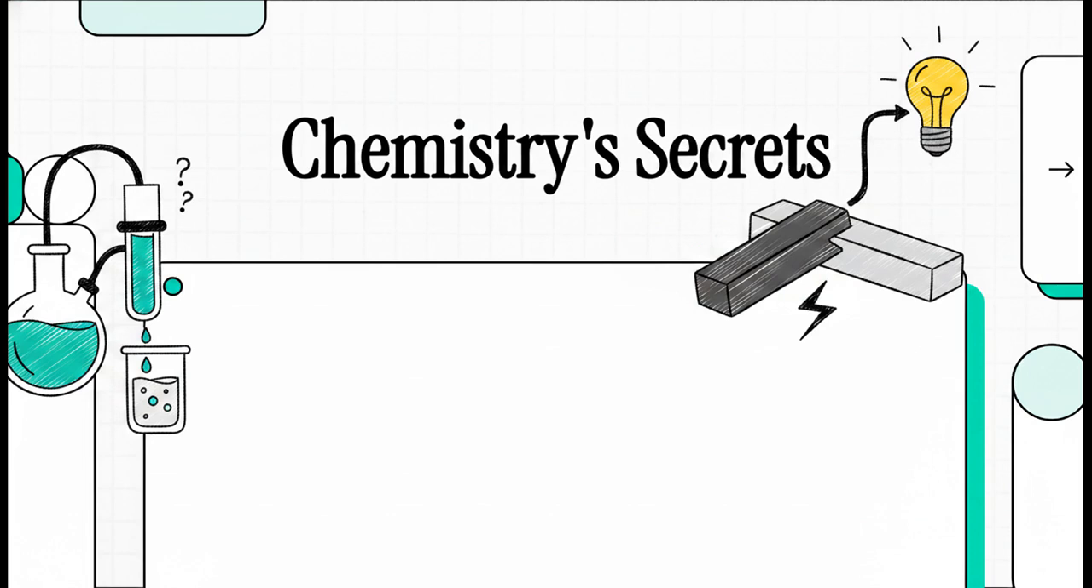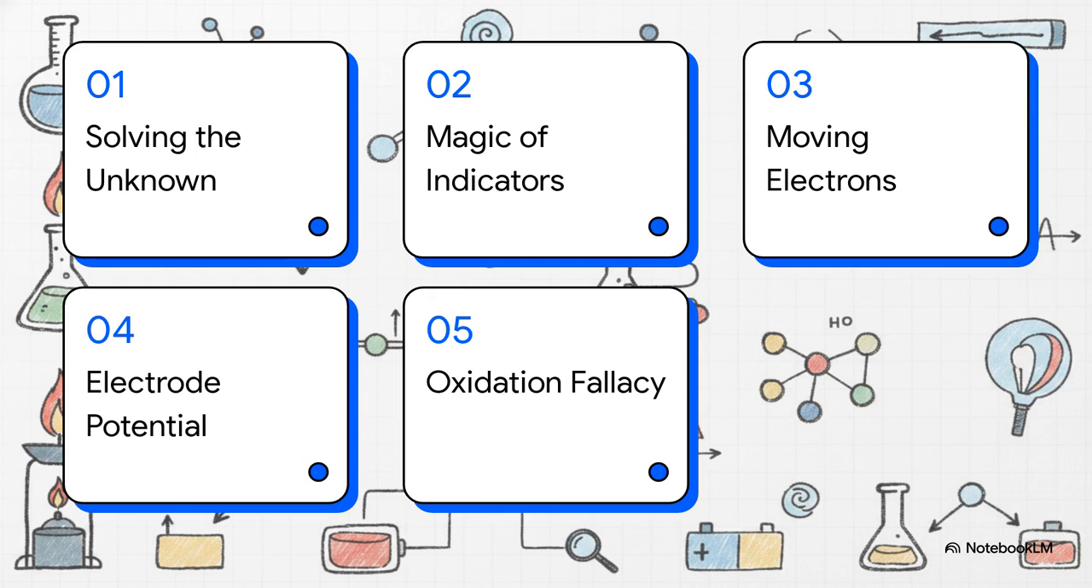Let's get into it. Here's our roadmap for today. We'll kick things off by solving the unknown, then look at the magic of indicators. After that, we're capturing moving electrons, measuring standard electrode potential, and finally unpacking the oxidation number fallacy.